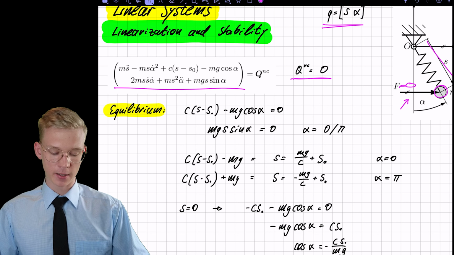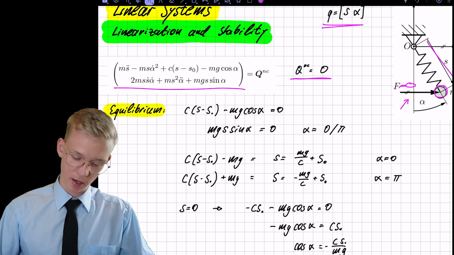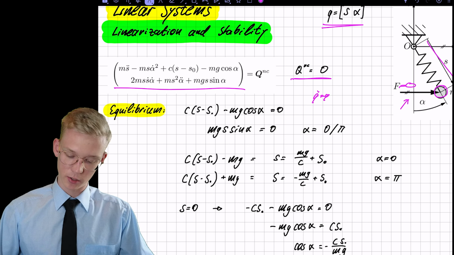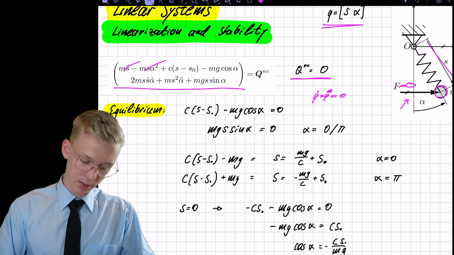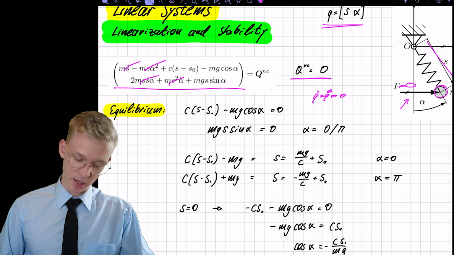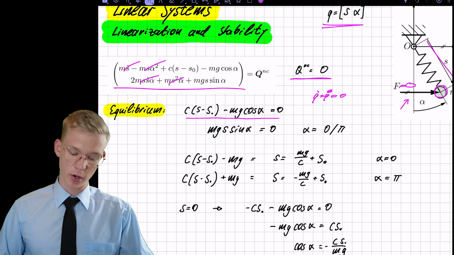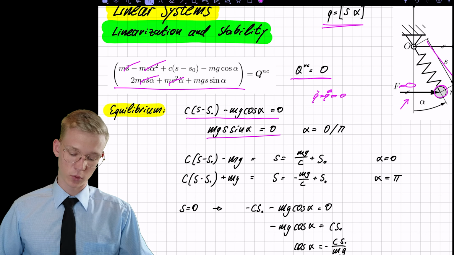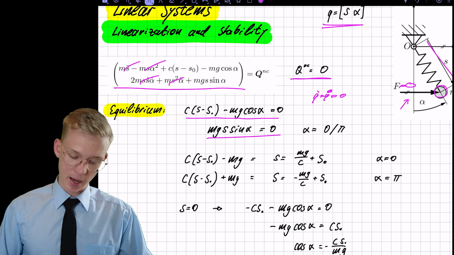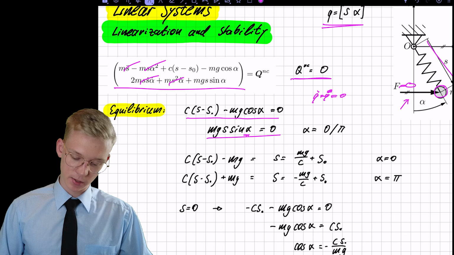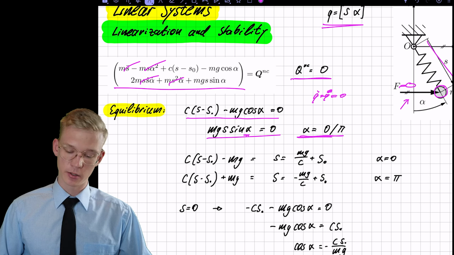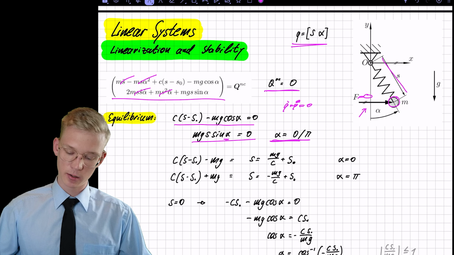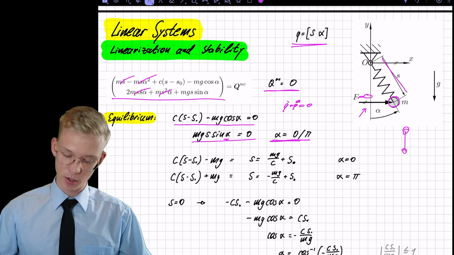First step is to find the equilibrium position. So we set our Q double dots and Q dots to 0. So we get rid of this part, this part, this part, this part, and we are left with this equation for the first one, and for the second equation, we are left with that one. If we look at alpha first, we get 2 options, either 0 or pi. So again, it's the pendulum that is from top to bottom or upside down.